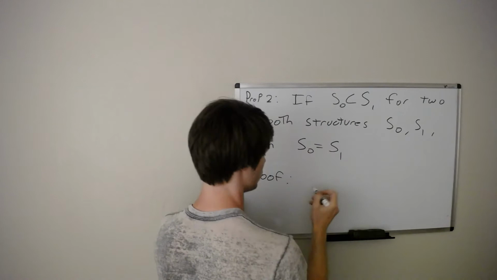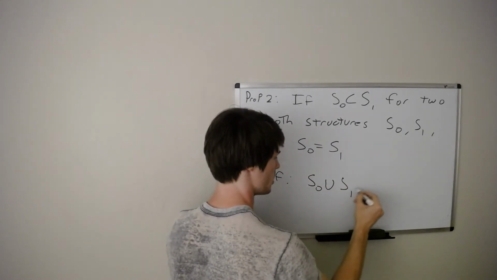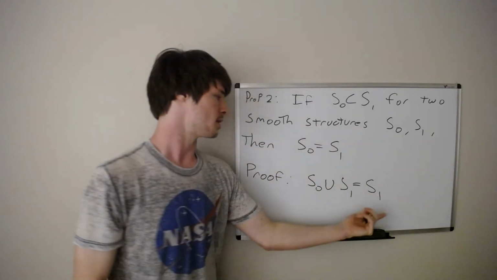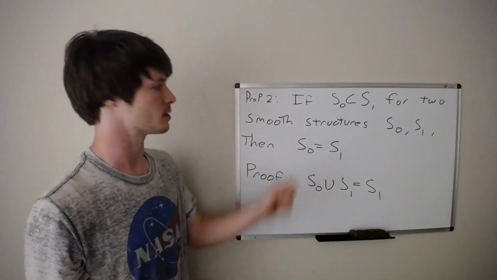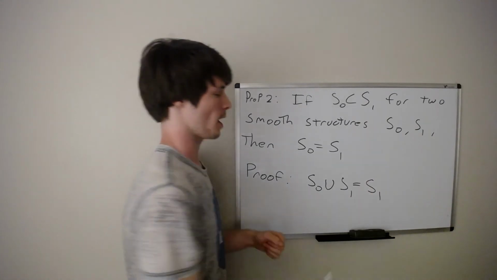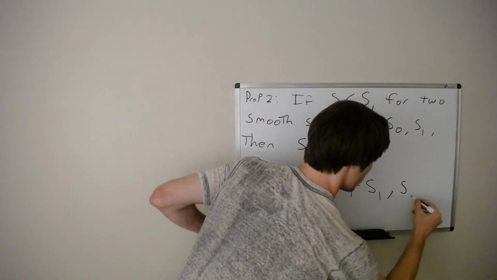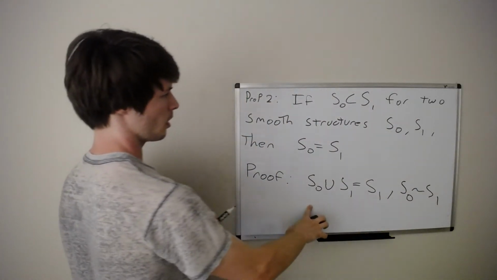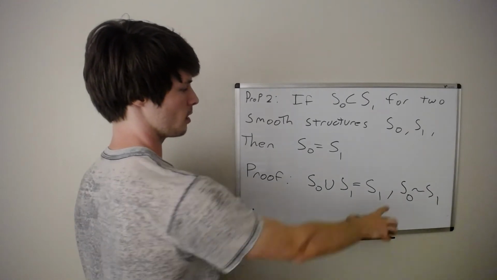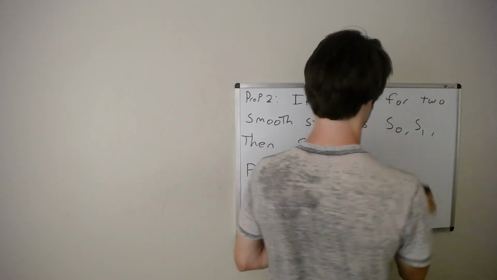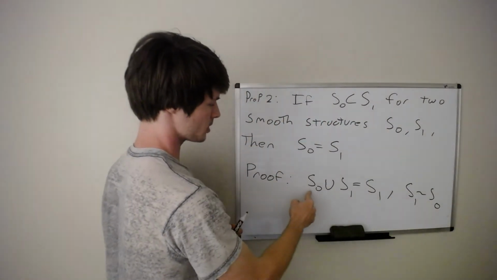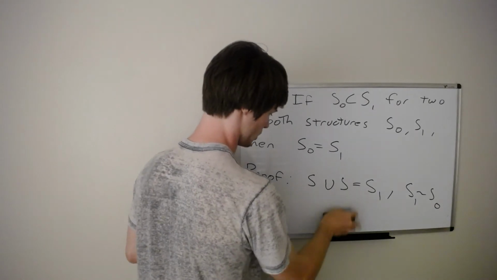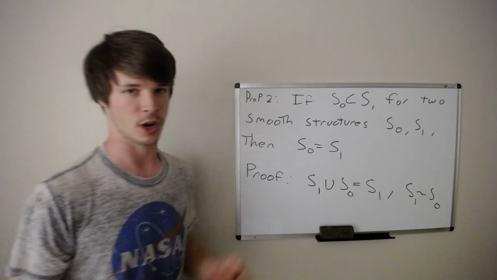Well, if this is true, then S0 union S1 is just equal to S1, because S0 is contained inside of S1. We're not adding any new elements. But we know that S1 is a smooth atlas, because it's a smooth structure, and a smooth structure is defined to be a particular smooth atlas. Thus, by our definition, these two are compatible. In fact, I'm going to flip it around, because I don't need this to be compatible with this. I need this to be compatible with this. But let me show you that we actually have that, because this union is the same as this union. And now they're in the correct order for me to use my definition.